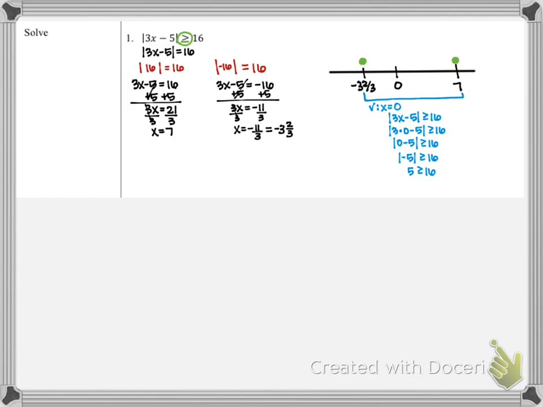Okay, so now I have this inequality. 5 is greater than or equal to 16. I ask myself, does that make sense? Is 5 greater than or equal to 16? Nope, absolutely not. Which means where I checked is no. So my graph isn't going to be in between the two of them. My graph is actually going to be outside.